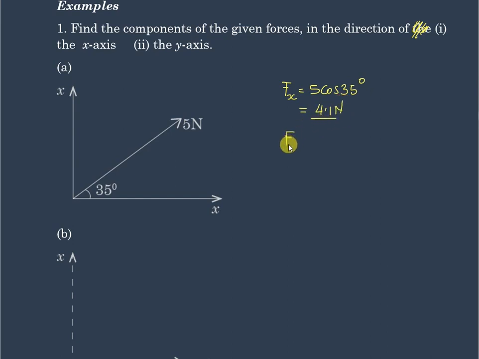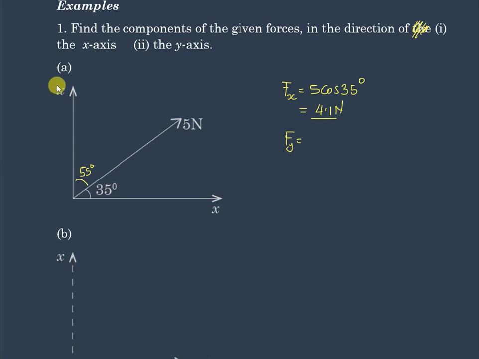Then the component along the vertical, Fy, is got by getting the magnitude of the force times the cosine of the angle between the force and the desired direction. So this time the desired direction is here. It is 90 minus 35, which is equal to 55. So this angle is 55. So the angle between the force and the vertical axis is 55.